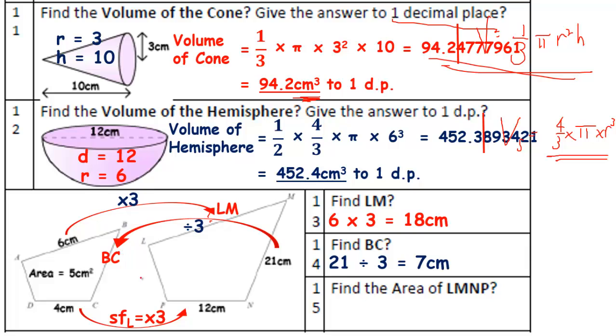Now this is the tricky one. Find the area of LMPN. Now that's the bigger one. We need to find the area of the bigger one. I've done a lot of work with you all on this. The area of LMPN, we need to use the area of the smaller one, ABCD. The area scale factor is the length scale factor squared. So 3 squared is 9, and I'm going to do 5 centimeters squared times by 9. I'm not timesing by 3, that's just the length scale factor. I need to times by 3 squared. 3 squared is 9, so 5 times 9 is 45 centimeters squared.